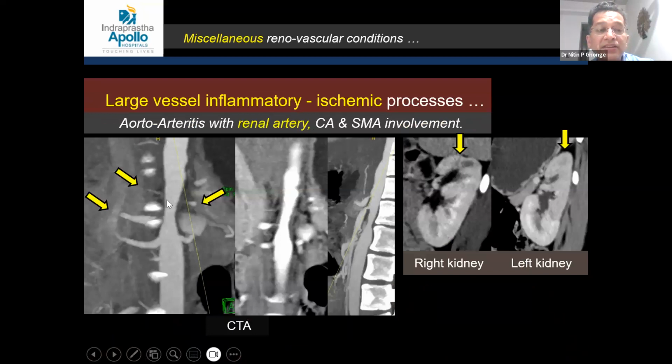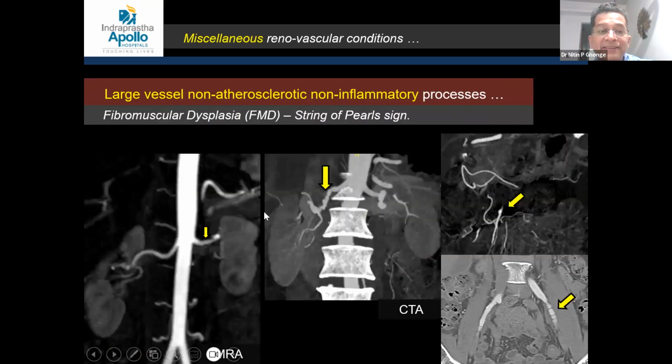This is another example, aortoarteritis involving the renal arteries. Aorta is also involved and the renal arteries are also involved. You can see the three renal arteries on right side, two renal arteries on left side, and all are involved significantly. You can see intimal thickening, irregularity, and therefore there is significant alteration in the renal enhancement on CT. As you can see, the involvement is more in the upper polar region. That's why the atrophic changes are also seen in the upper polar region of the kidneys on both sides.